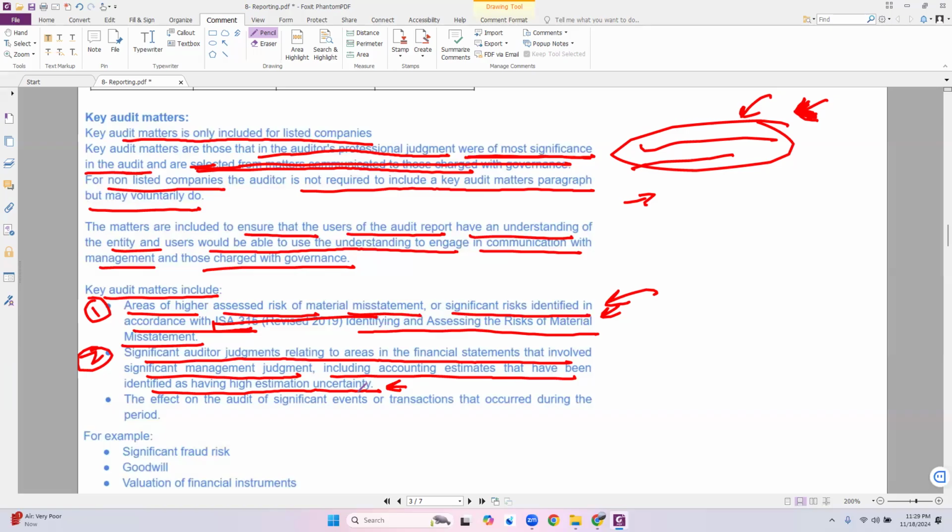So I have a question from you. When we talk about the word estimate, always remember that estimation is linked with judgment. When there is a judgment involved, there is always an estimate there. Always an estimate there whenever there is a judgment.